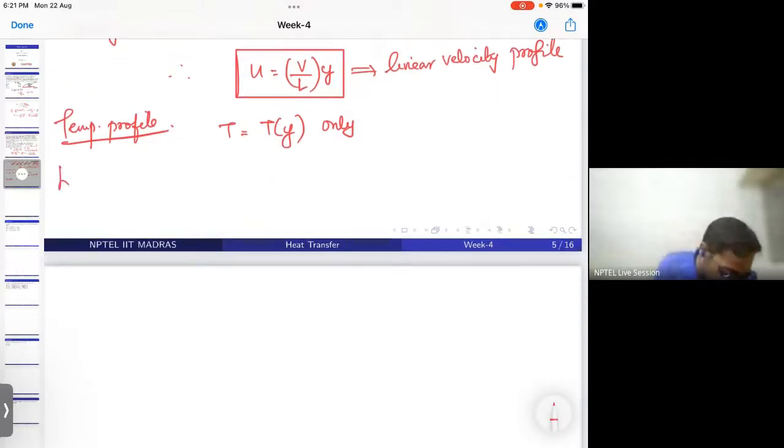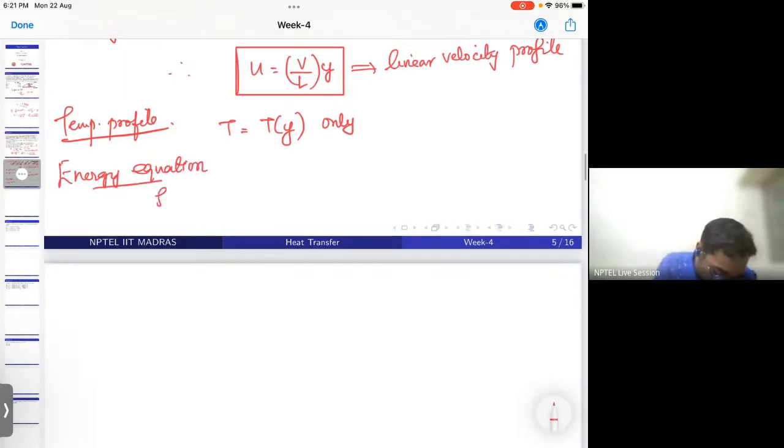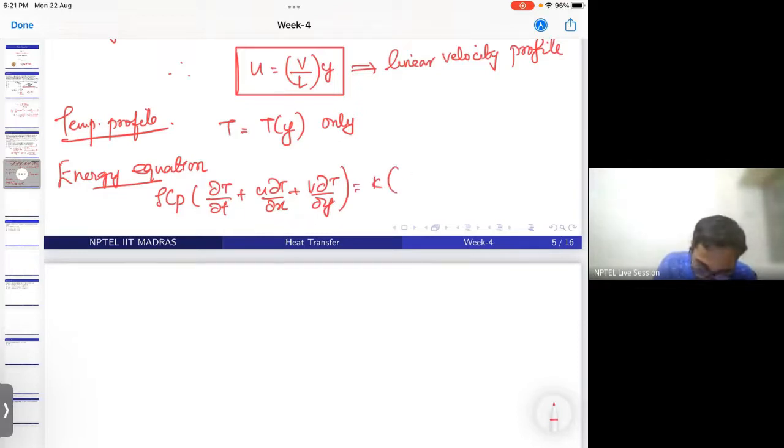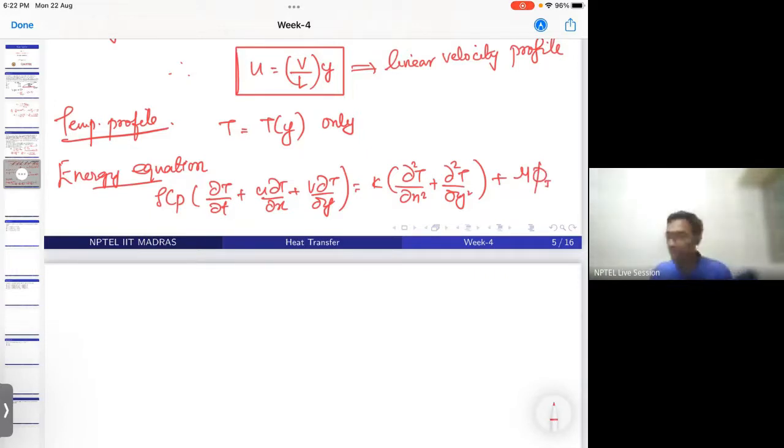So now we are writing the energy equation in the 2D case. Okay. So rho Cp (dou T by dou t plus u dou T by dou x plus v dou T by dou y) is equal to k times (dou square T by dou x square plus dou square T by dou y square) plus mu times phi. Okay. So now I will ask one question.